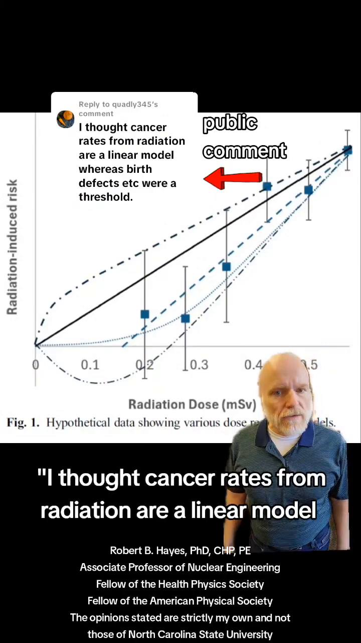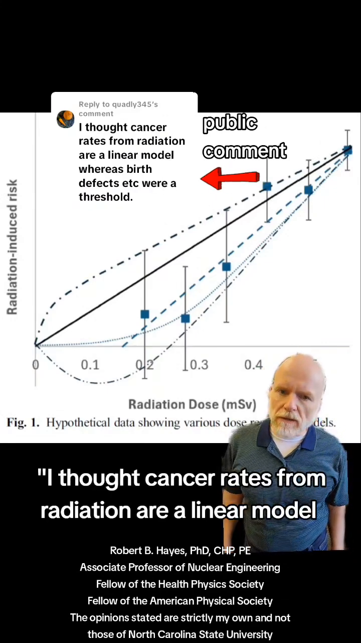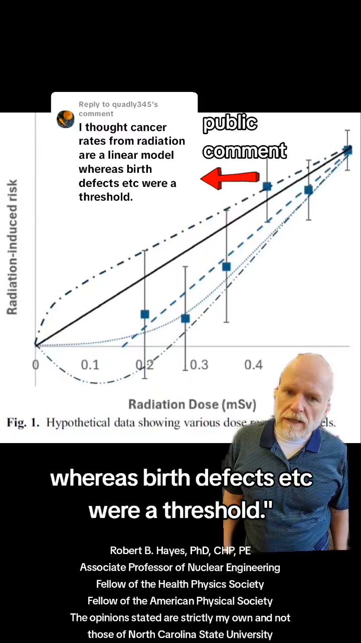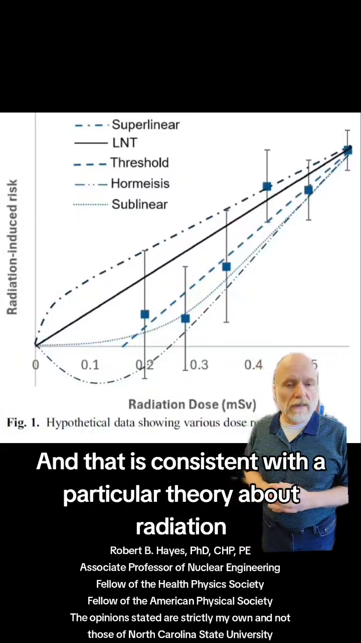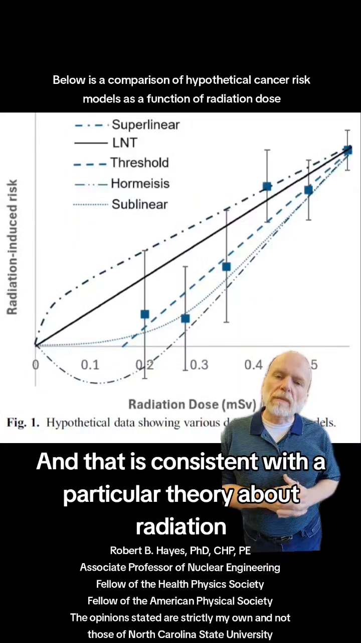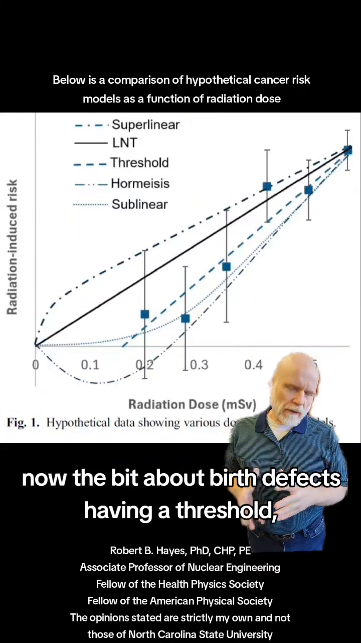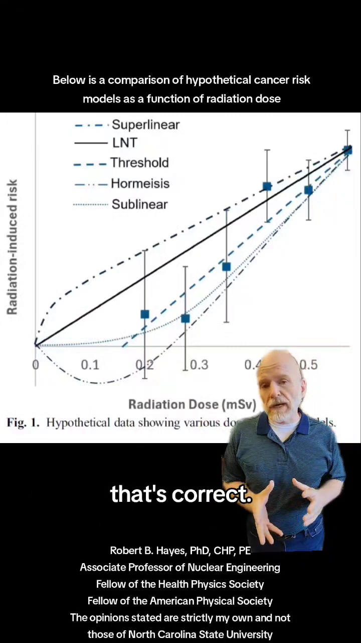I thought cancer rates from radiation are a linear model where birth defects, etc., were a threshold. And that is consistent with a particular theory about radiation. Now, the bit about birth defects having a threshold, that's correct.